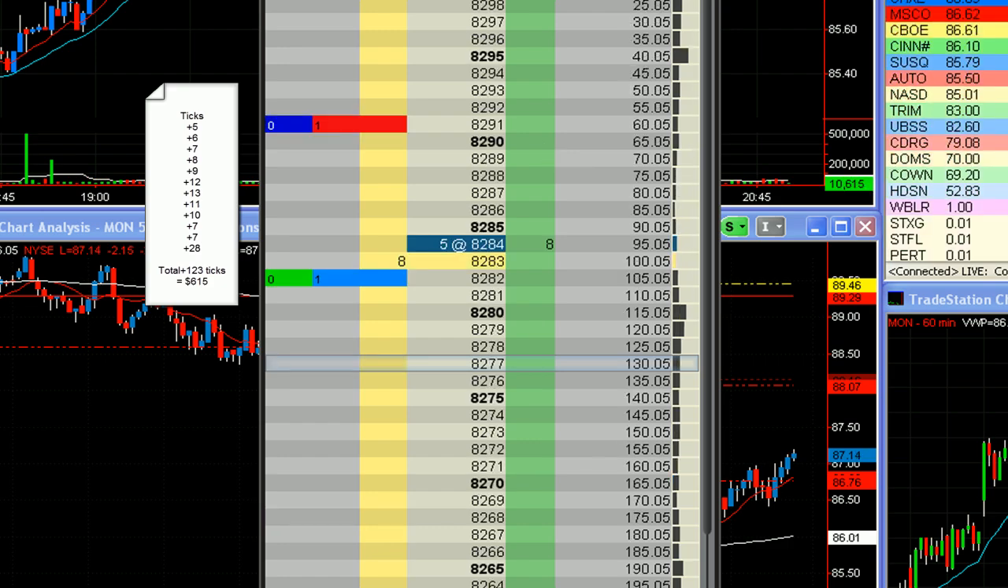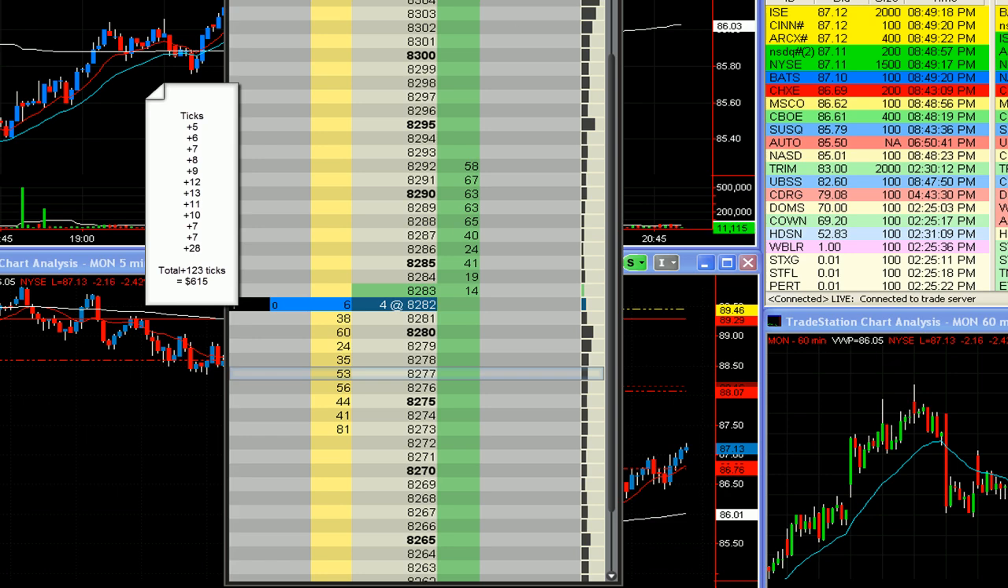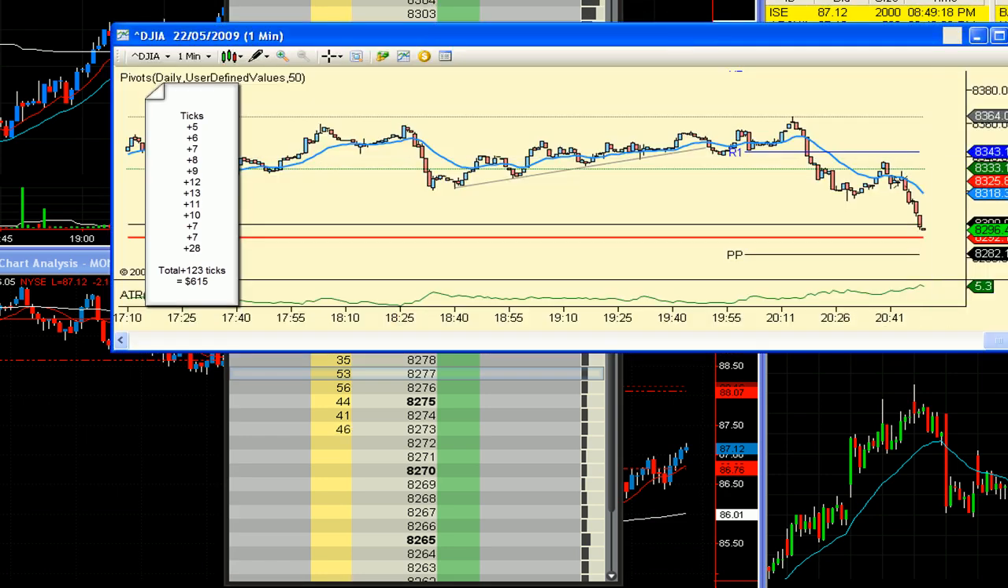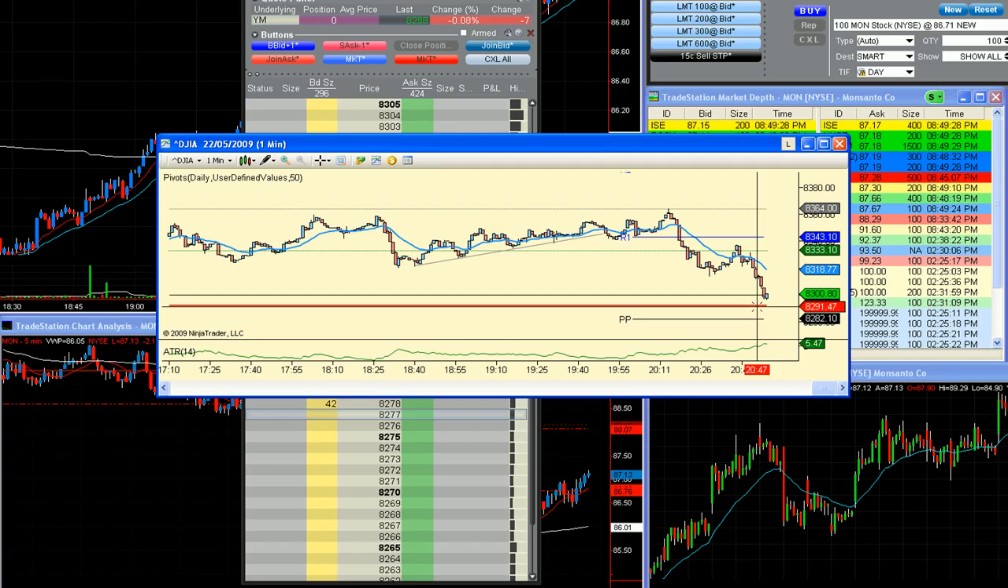So overall, that was a nice trade. $615 profit just on some very short-term quick scalps, and I got my final 8282, which was 28 ticks from the initial entry. This is just a chart of the Dow Cash.